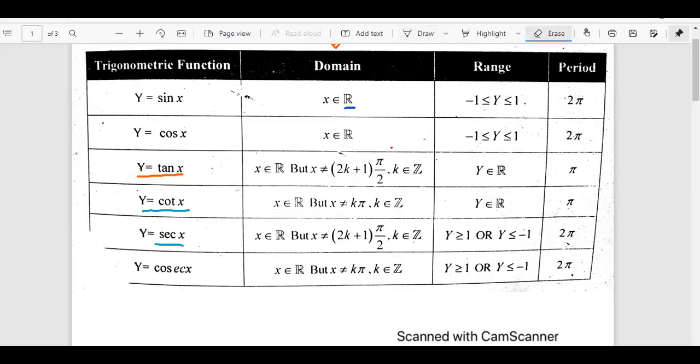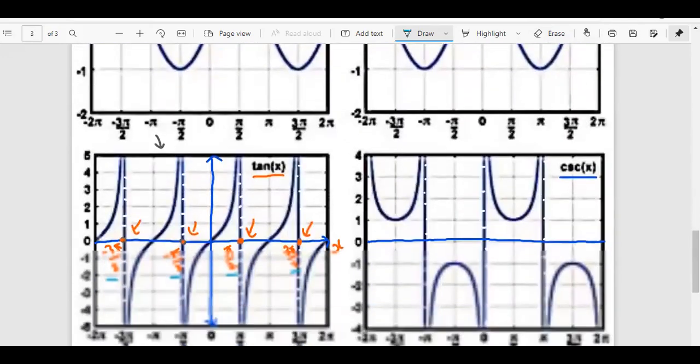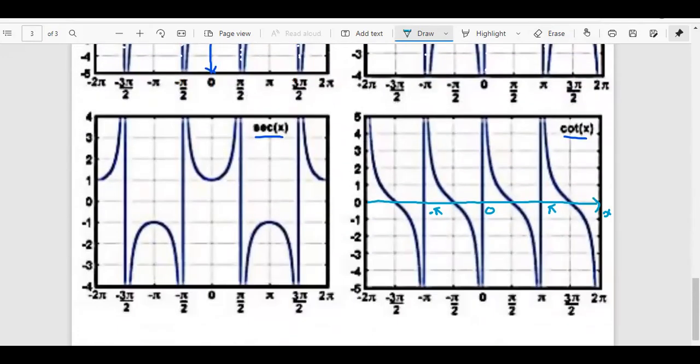This chapter is very easy. I'm just spending time explaining this so you know things make sense. We're talking about secant x. Let's go and see the graph of secant. Okay, here's the graph of secant.